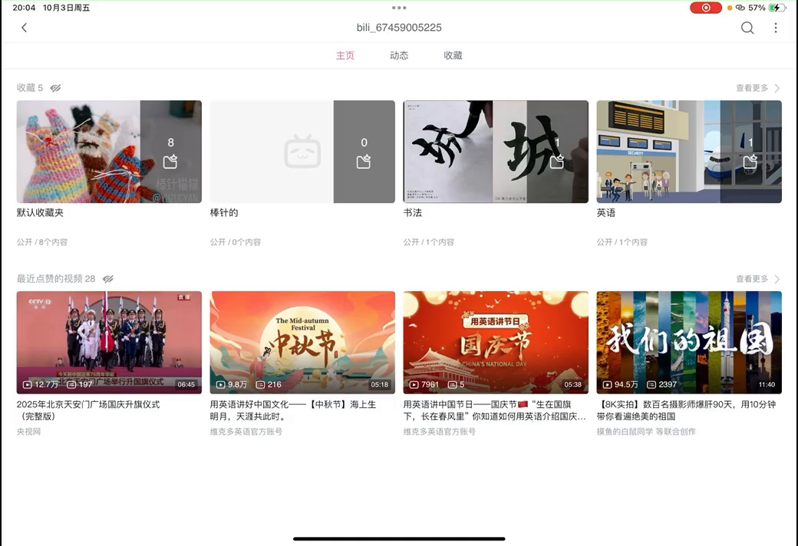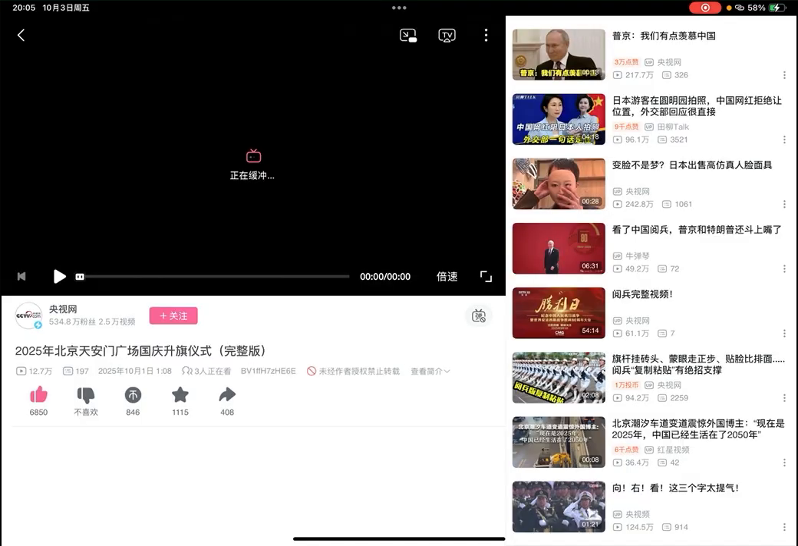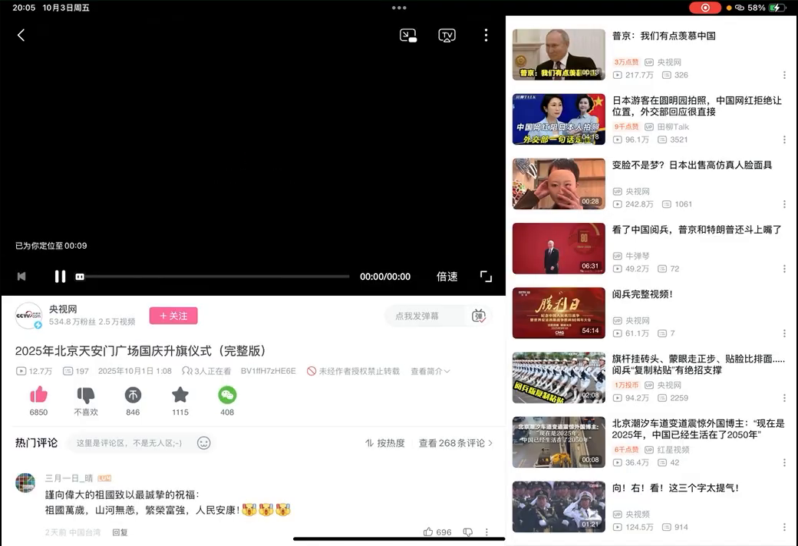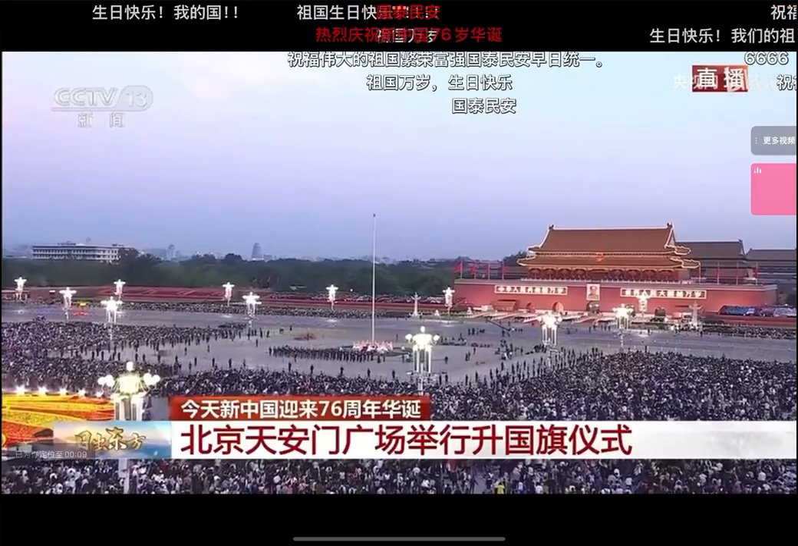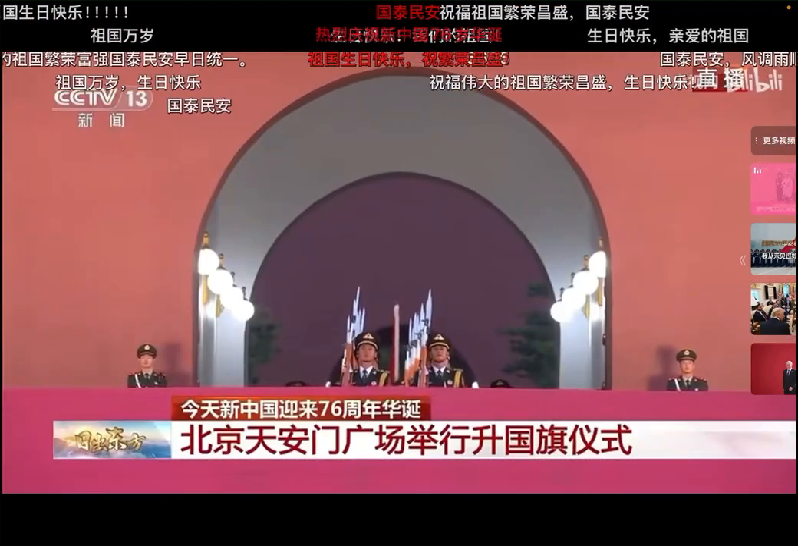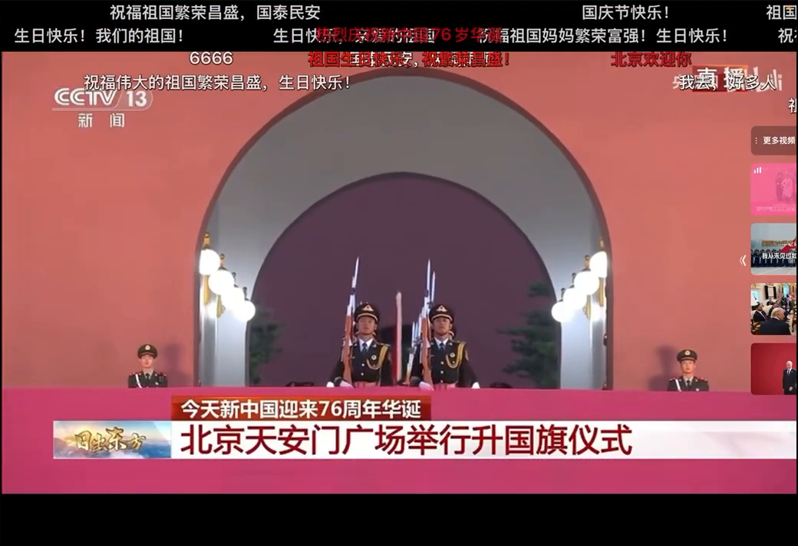So in the National Day, we talk about the flag raising ceremony, right? So this year's flag raising ceremony was held on October 1st. So now maybe we can watch the flag raising ceremony at Tiananmen Square in Beijing together. It's in Tiananmen Square.